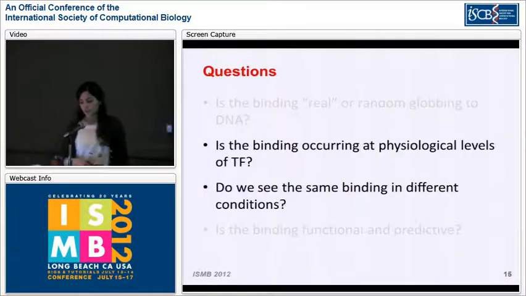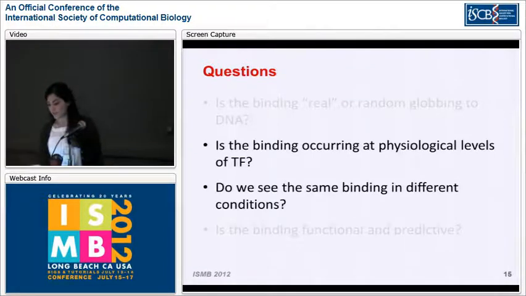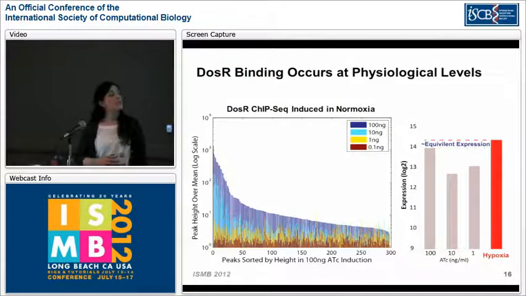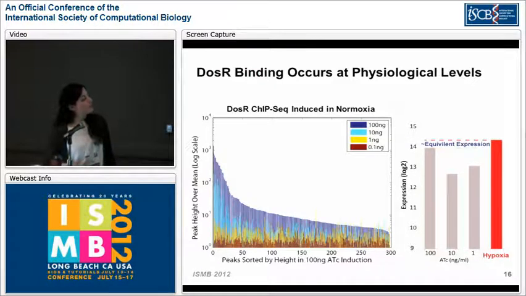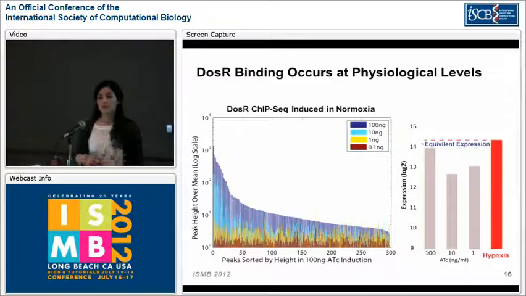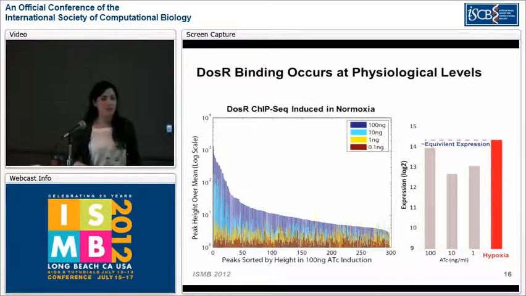The second question is whether these bindings are happening at physiological levels. For addressing this question, we did comparisons for a few of our transcription factors. For the case of DOSR, which, as I mentioned, is important for TB hypoxic response, we compared the peak heights for different induction levels of this transcription factor. And we saw that for the highest induction level, a lot of weaker peaks are revealed, which we couldn't see with lower induction levels.